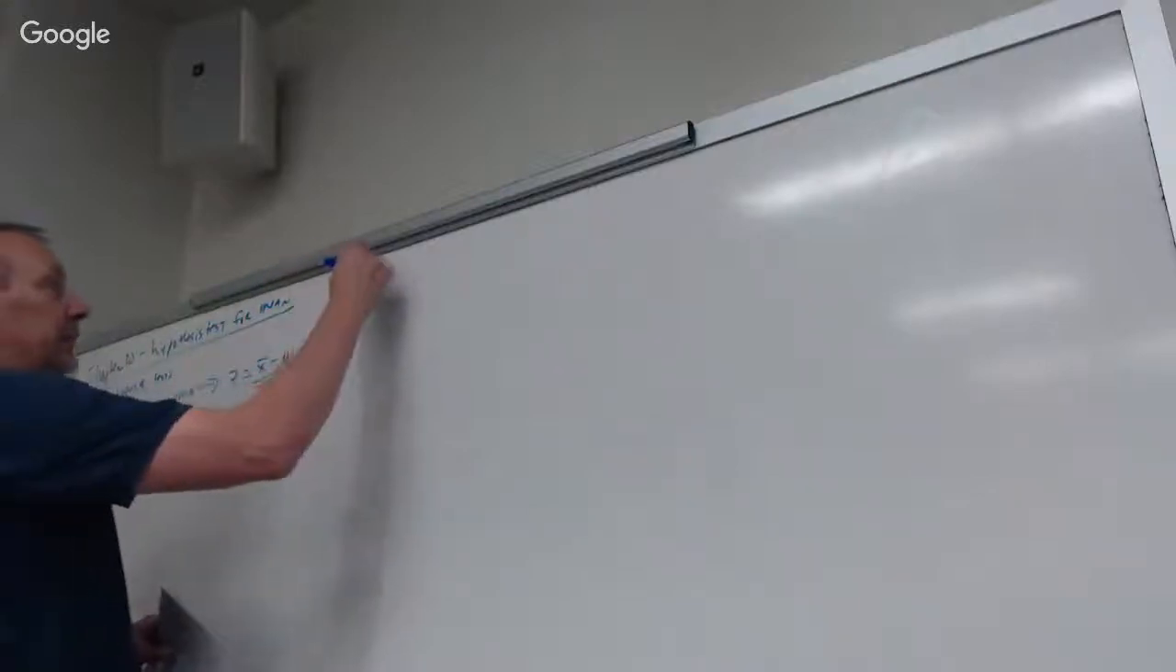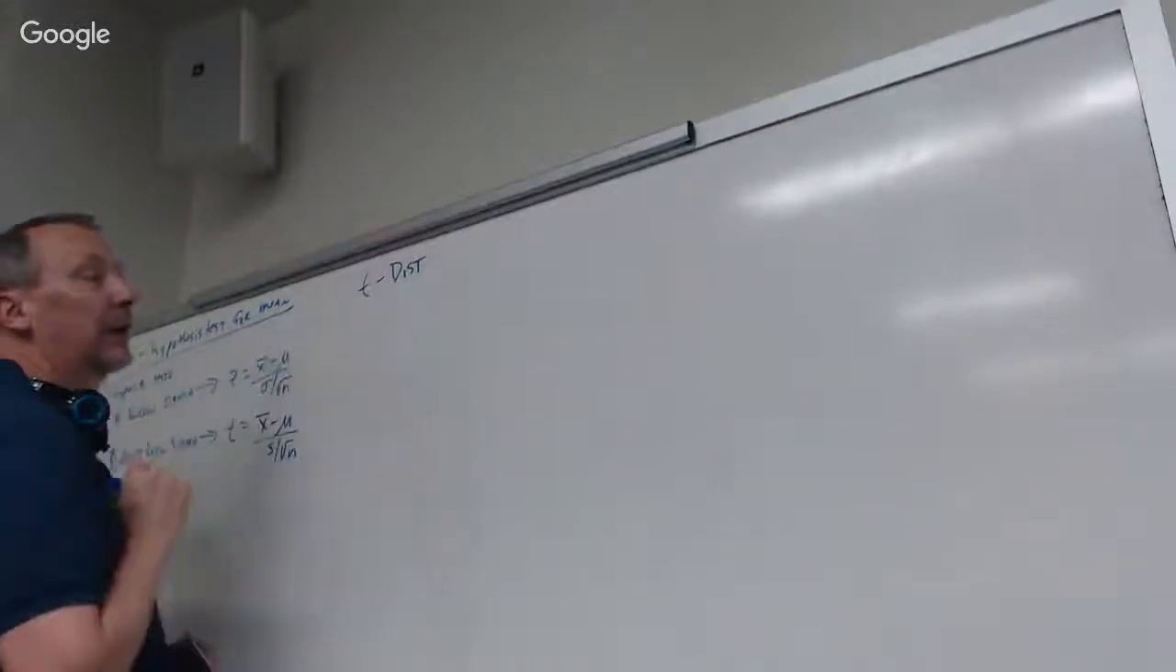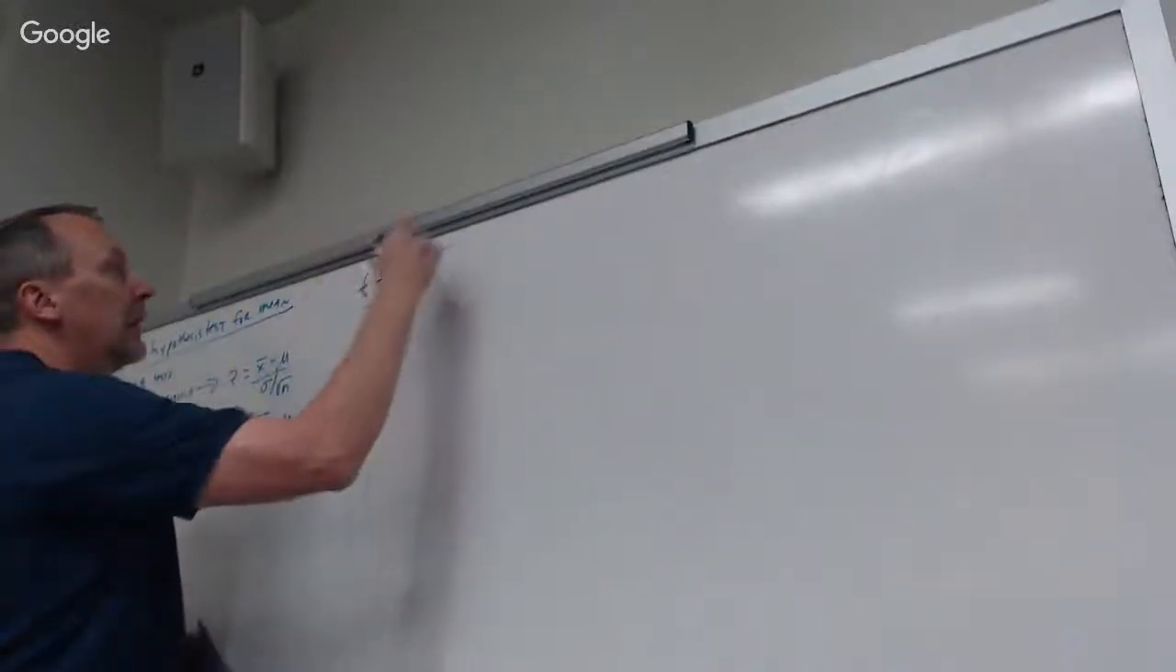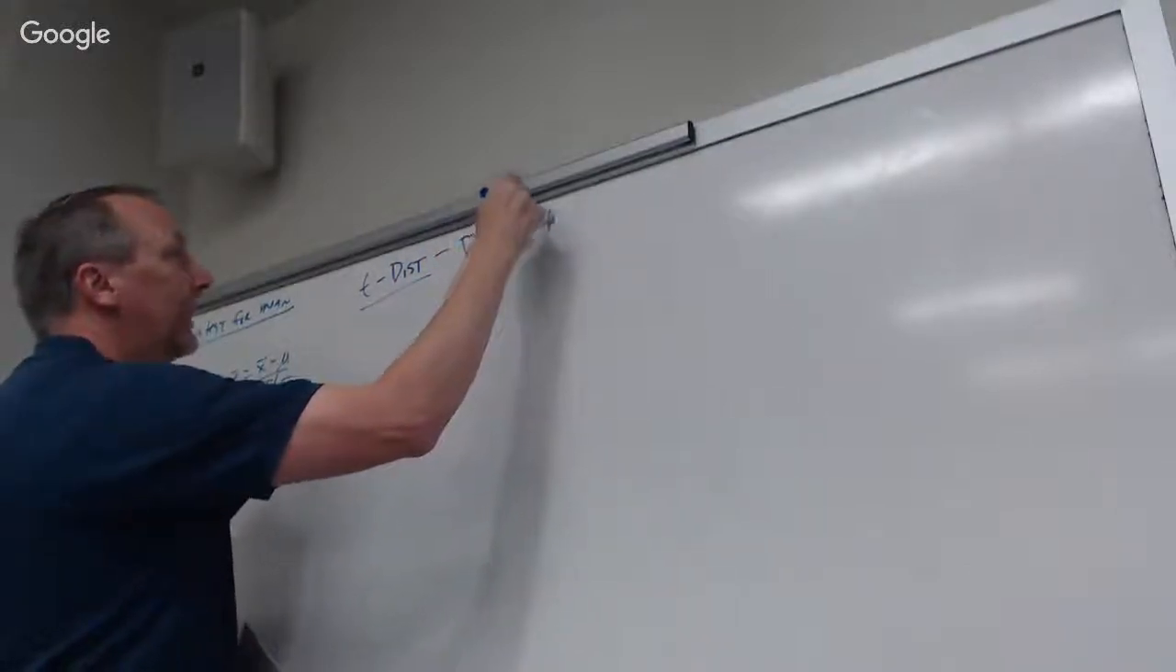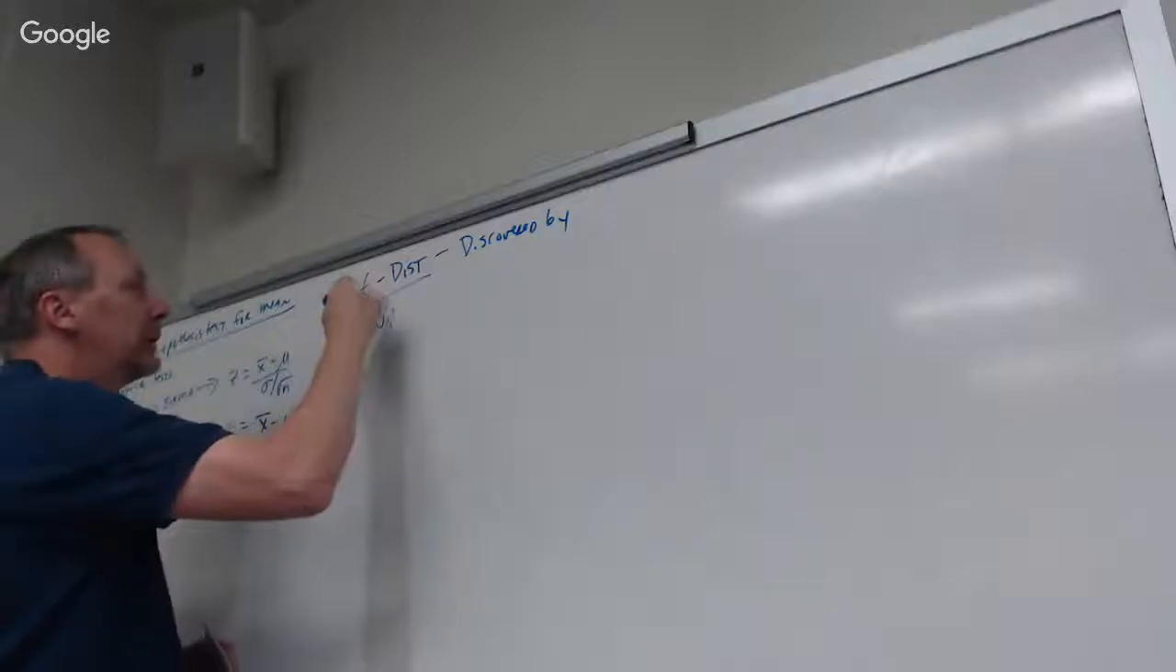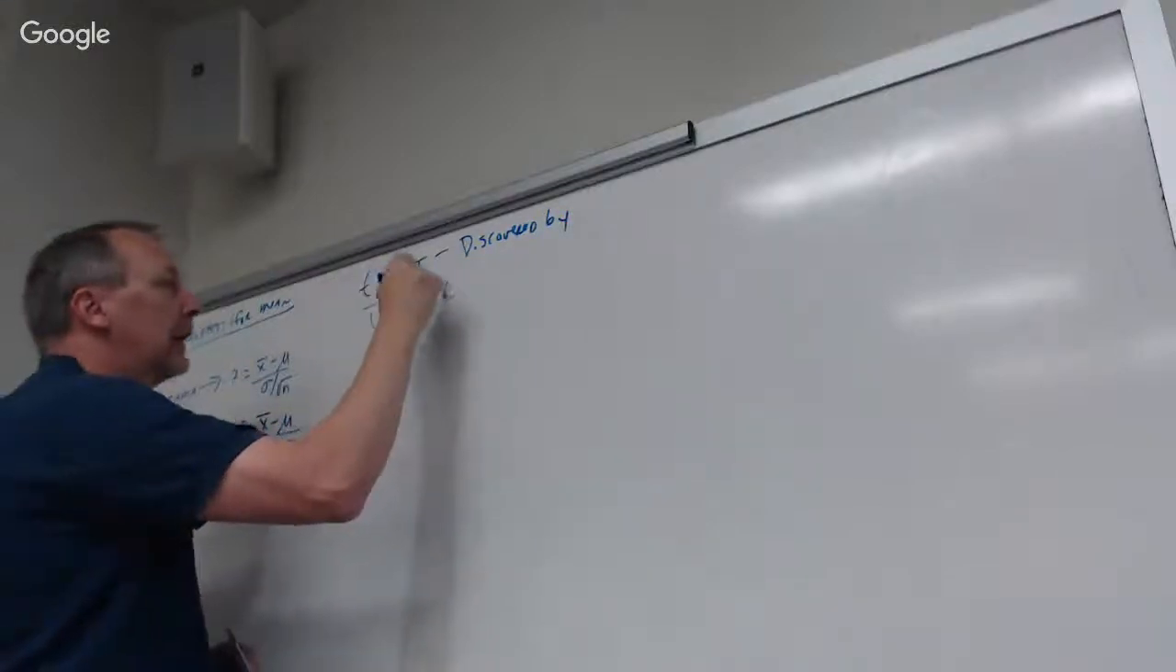Now, let's talk a little bit about the t-distribution. Okay? It was discovered by a guy named William Gossett.